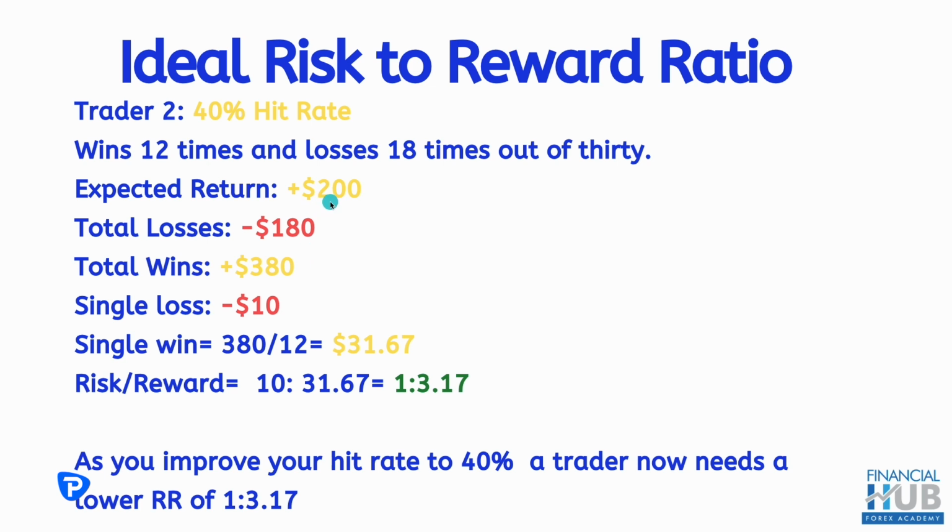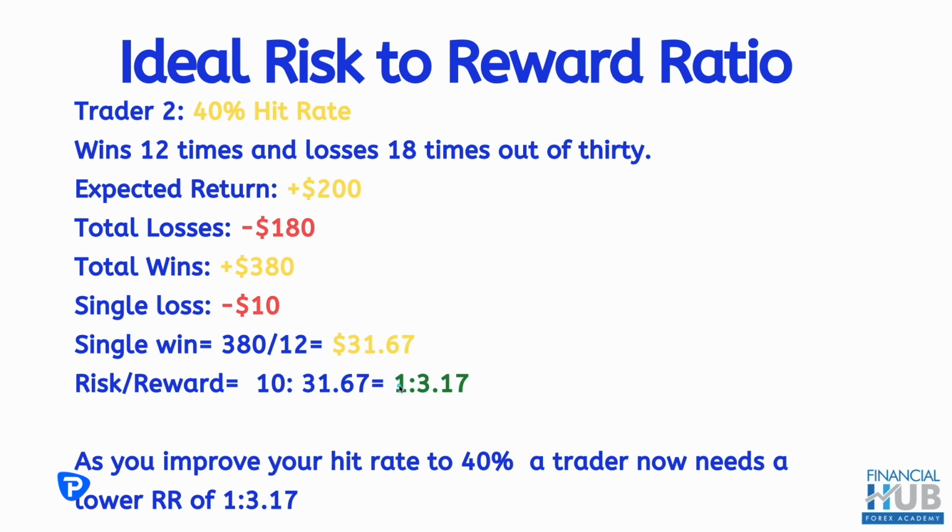So here again, we know I'm winning 12 times, and these 12 trades need to give me $380. So to get a single win, I basically divide 380 by 12. That comes to about $31.67. Remember, for the other trader it was about $73.33. So for this I only need to win on average per trade about $31 or $32. Of course, the risk to reward ratio is $10 to $31, because this is my risk, this is my reward.